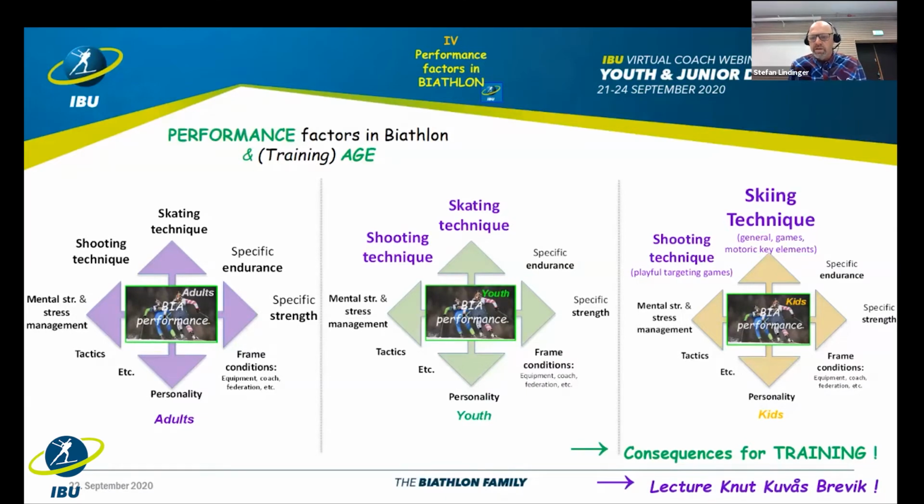And this schema here has of course consequences for training, and especially Knut will go a little bit more into those age groups and the general approach in the Norwegian Federation and in their concept, what they talk about. I go then a little bit more into the exercising at the end, because I think it's a very interesting and important aspect, a little bit more in detail. So we shifted to our second presentation a little bit more, but I think it should be clearly understood that there is a shift from older athletes down to very young athletes, in how much we should put skiing technique or shooting technique into the foreground.